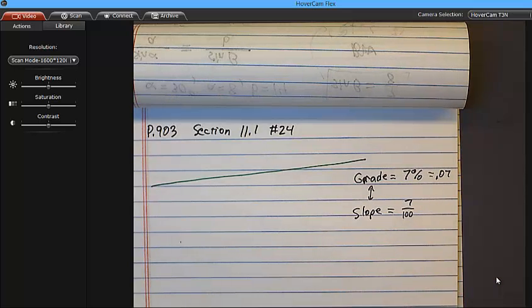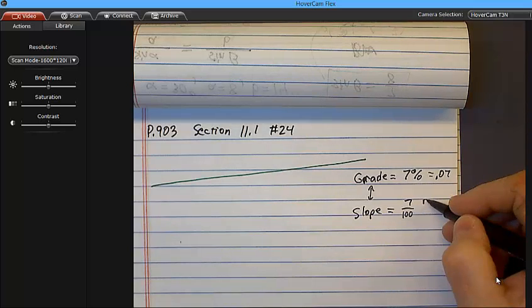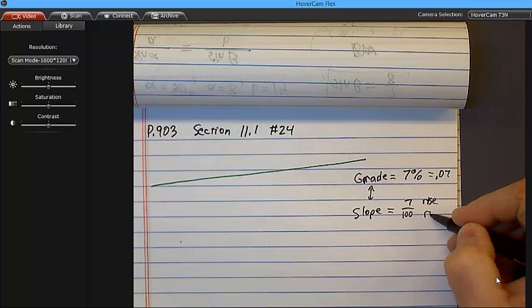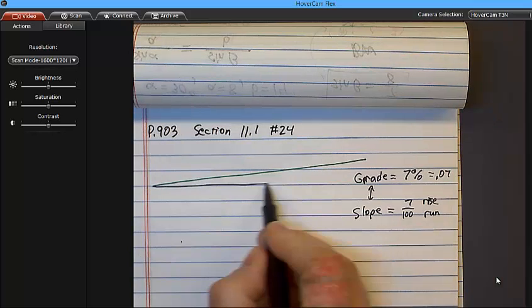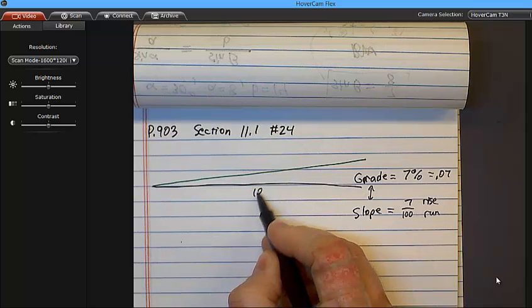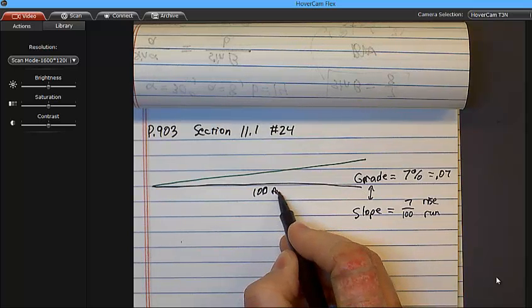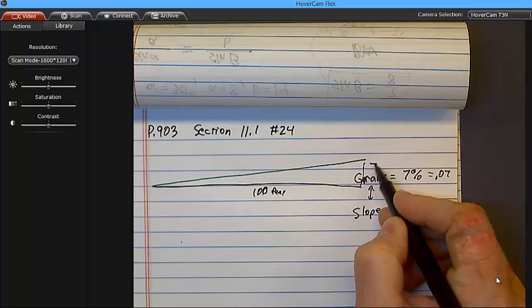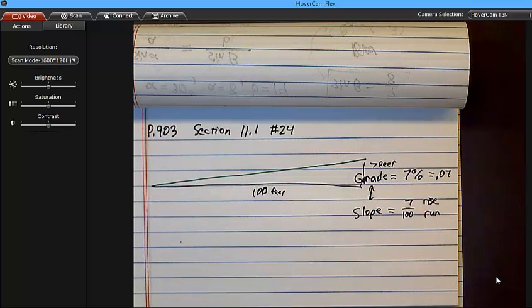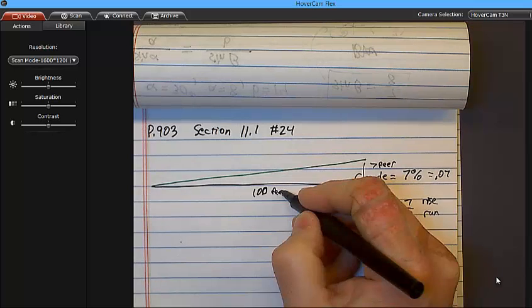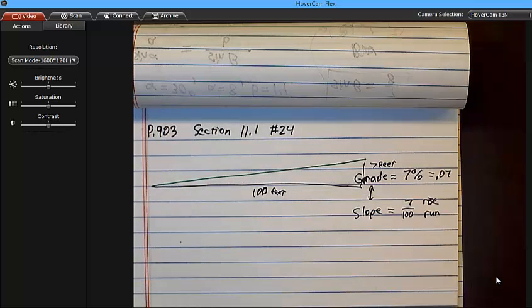Back when I took Algebra 1, or whatever it was, that was rise over run. And so when I say that the grade is 7%, what I'm saying is, for every 100 feet that I travel, I'm going to go uphill 7 feet. That's the picture. So if you travel 100 feet, you're going to go uphill 7 feet. That's a grade of 7%.